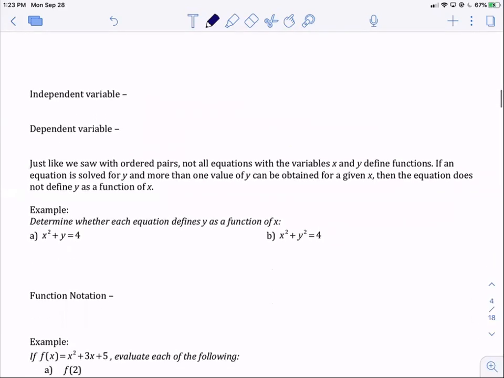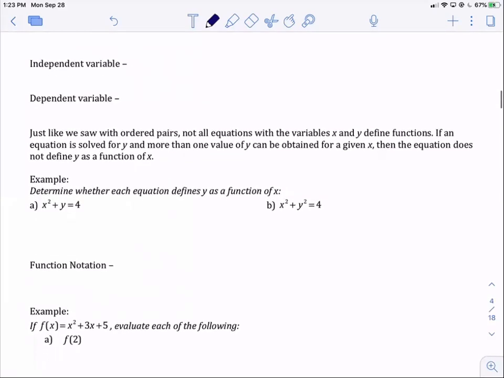We're not going to really worry about independent and dependent variables. Just know your independent variable is your x's, and your dependent variables are your y's. So just like with ordered pairs, not all equations with the variables x and y define functions. If an equation is solved for y and more than one value of y can be obtained for a given x, then the equation does not define y as a function of x.